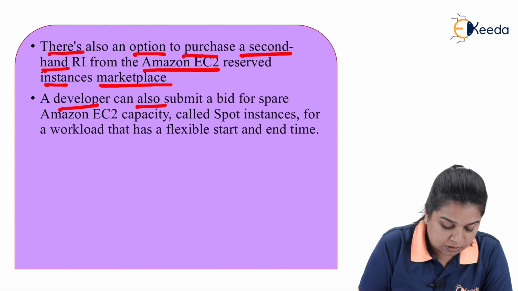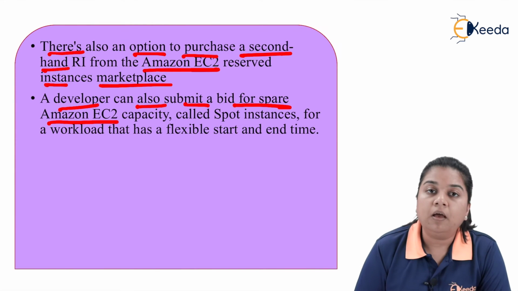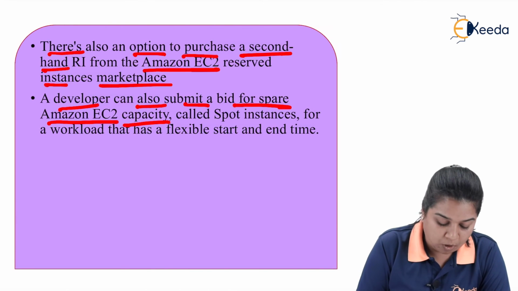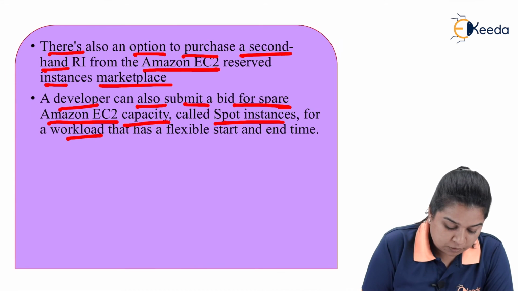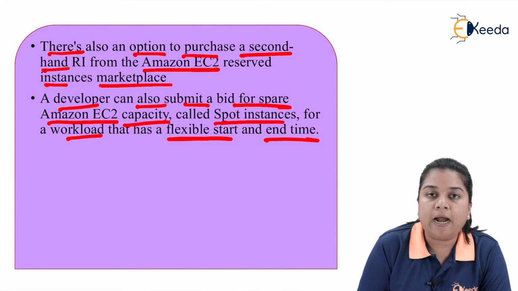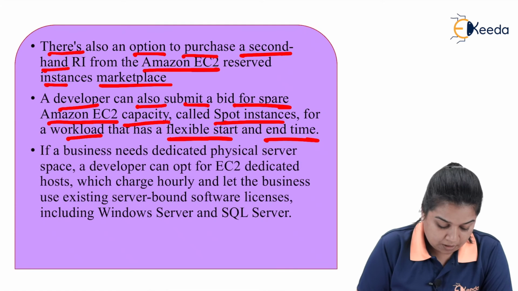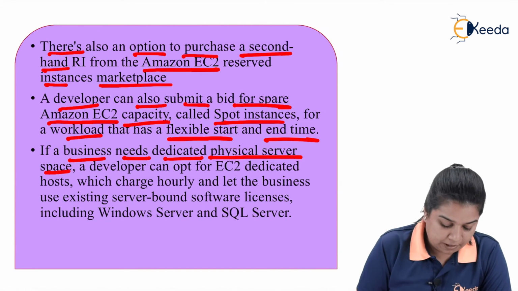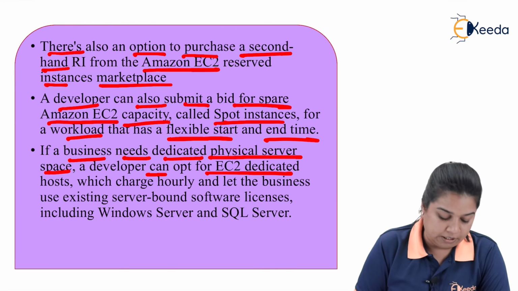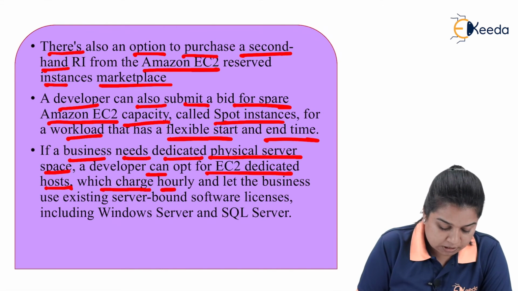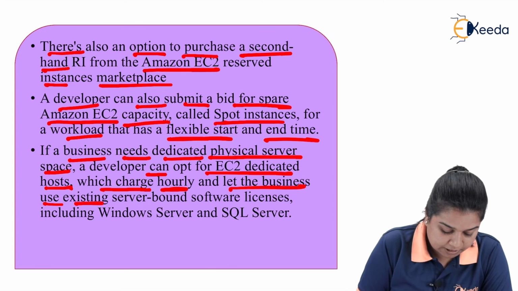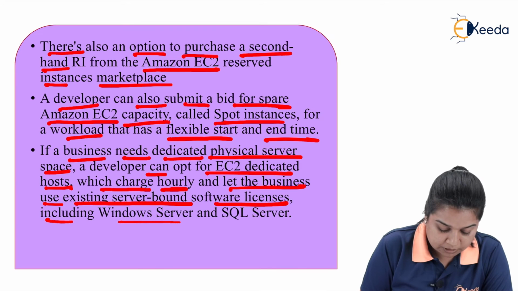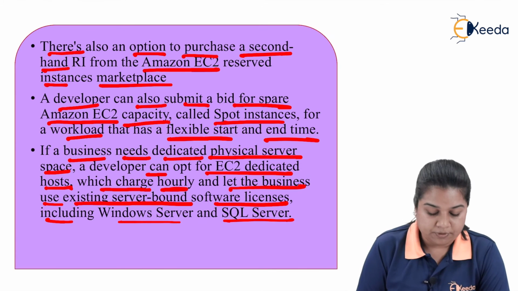A developer can also submit a bid for spare Amazon Elastic Compute Cloud capacity called spot instances for a workload that has a flexible start and end time. If a business needs dedicated physical server space, a developer can opt for EC2 dedicated host, which charges hourly and lets businesses use existing server-bound software licenses, including Windows Server and SQL Server.